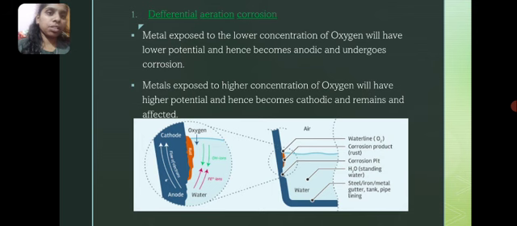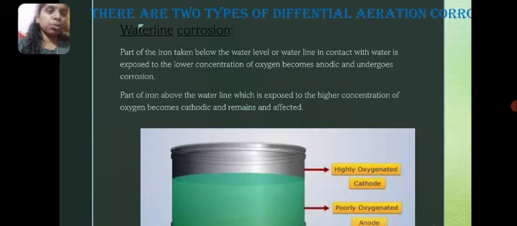Differential aeration corrosion. Metal exposed to a lower concentration of oxygen will have lower potential and hence becomes anodic and undergoes corrosion. Metal exposed to a higher concentration of oxygen will have higher potential and hence becomes cathodic and remains unaffected. There are two types of differential aeration corrosion.